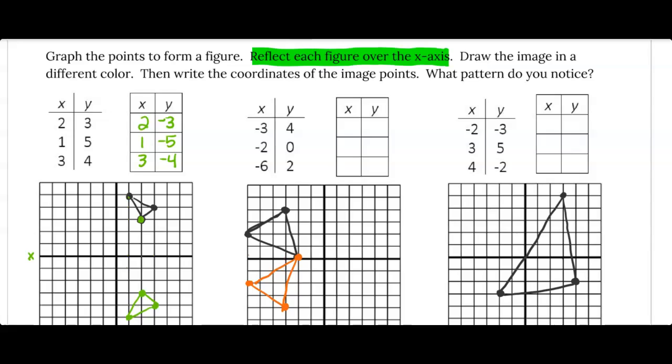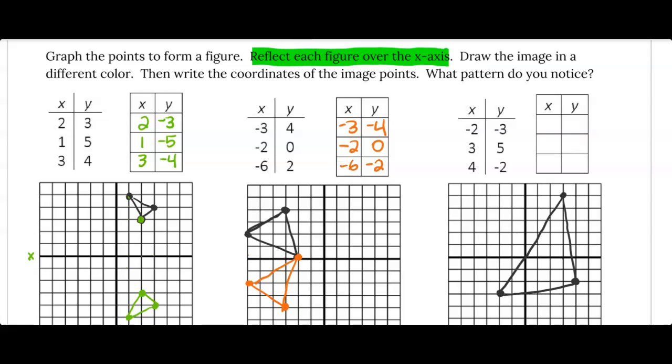Think about your line of reflection as a folding point. If you were to fold your graph over on the x-axis, and the x-axis was where the fold was, where would your picture or your figure end up? So negative 3, 4 ended up at negative 3, negative 4. Negative 2, 0 stayed the same. And negative 6, 2 went down to negative 6, negative 2.